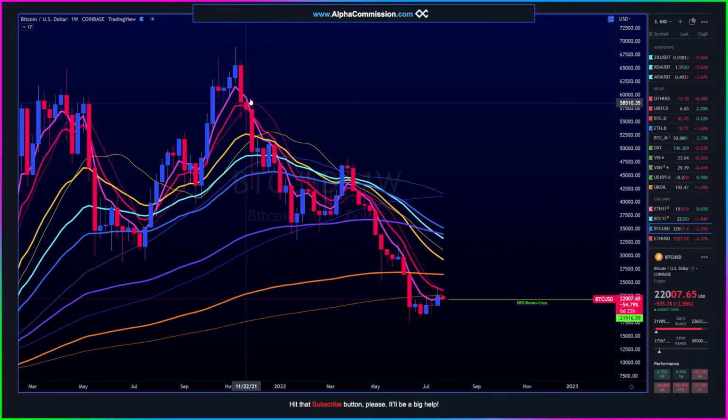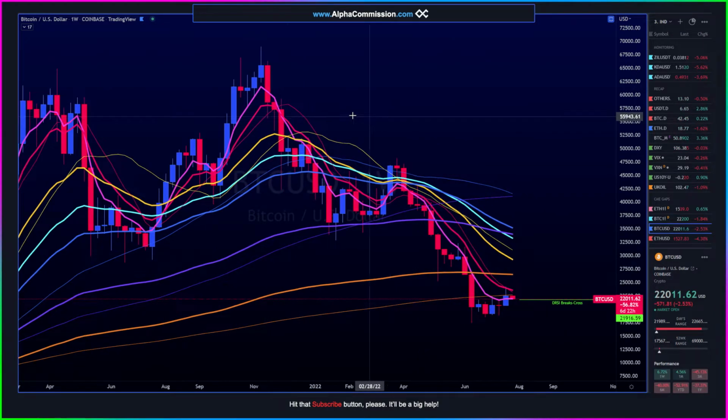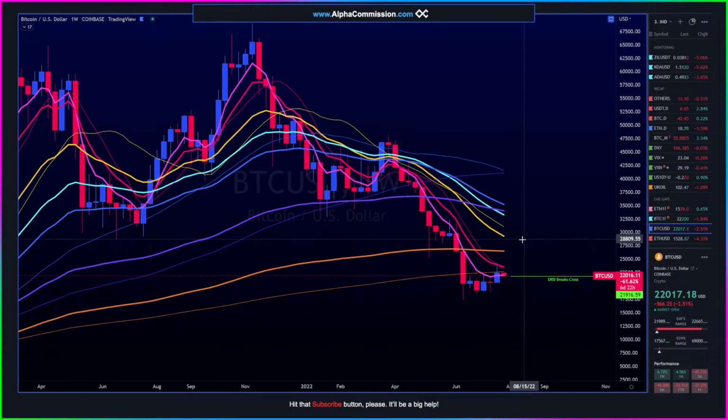Again, you can have your own preference. I learned about the 10 from my friend Crypto Reda, and then I altered it by adding the 5 to make my own style. I just like it because it's a little bit more responsive.